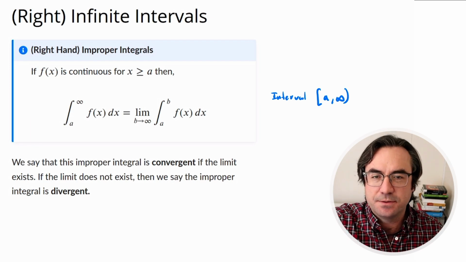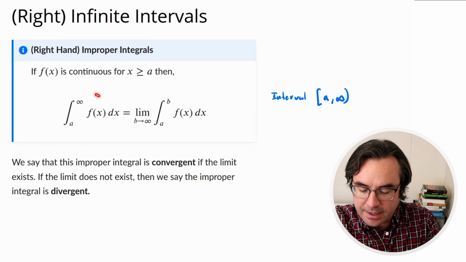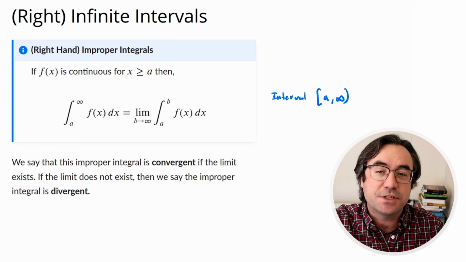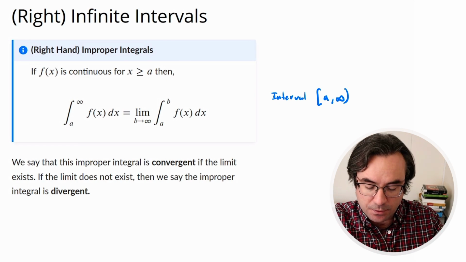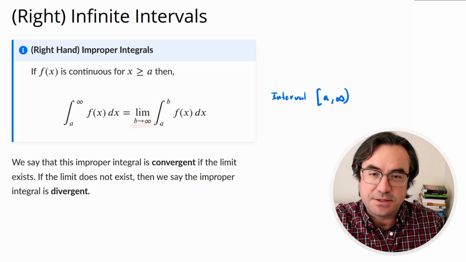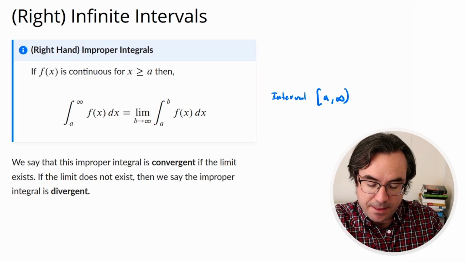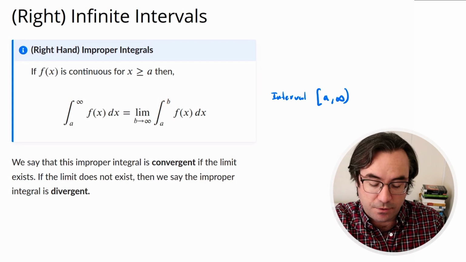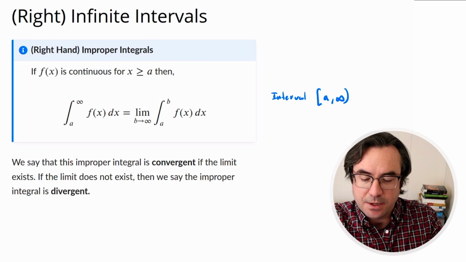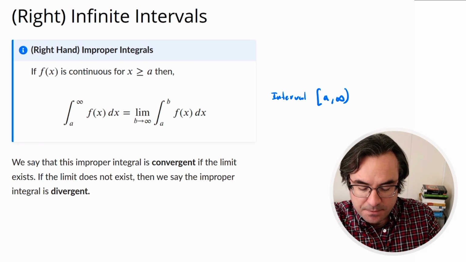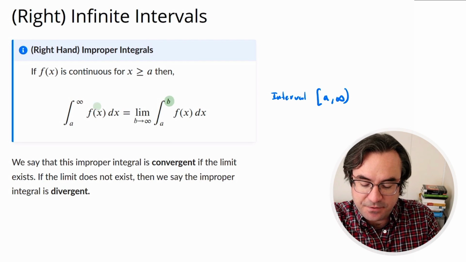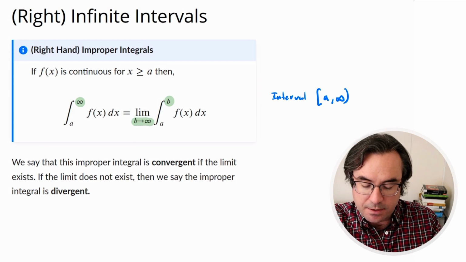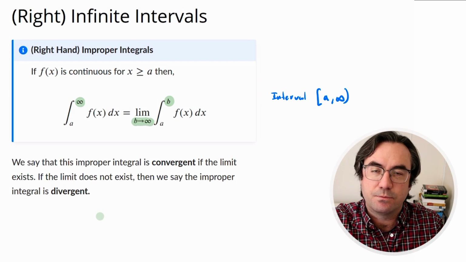So the way we're going to calculate this type of improper integral, the first step, is we're going to rewrite it as a limit. We'll do the limit as b approaches infinity of the integral from a to b. So our step here is we're going to take the infinity off of our integral sign, and we're going to approach it. We're going to do a limit.